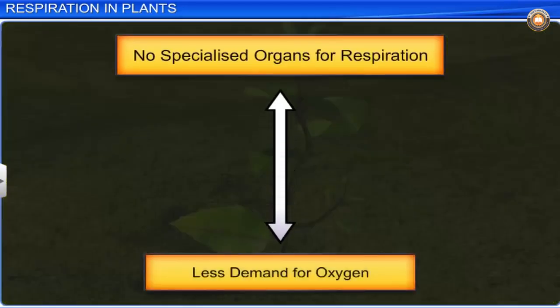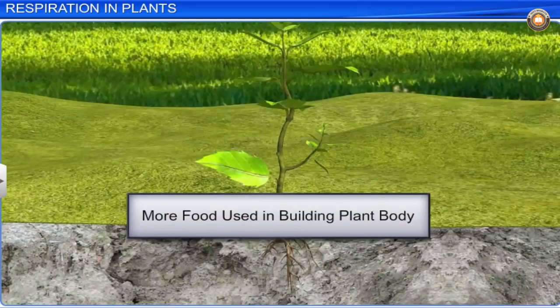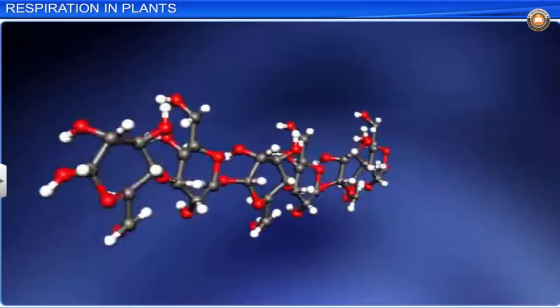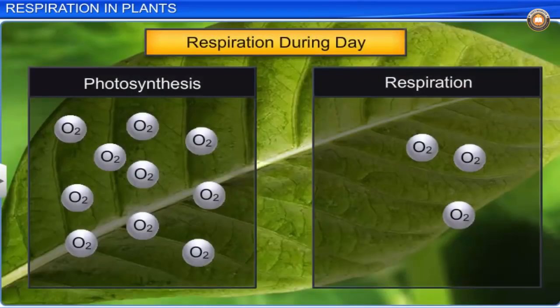This is because plants utilize less oxygen for the oxidation of food. Plants utilize only a small amount of food for oxidation, and the rest is used in building their body, in the form of cellulose. Further, the demand for oxygen is supplied during photosynthesis, where oxygen is an end product.